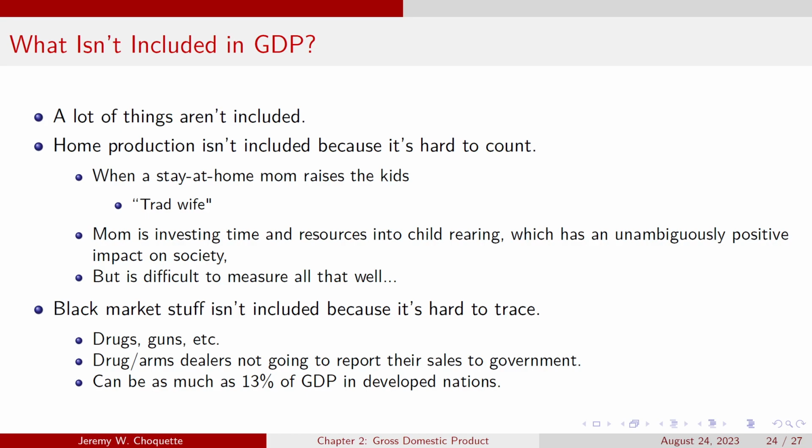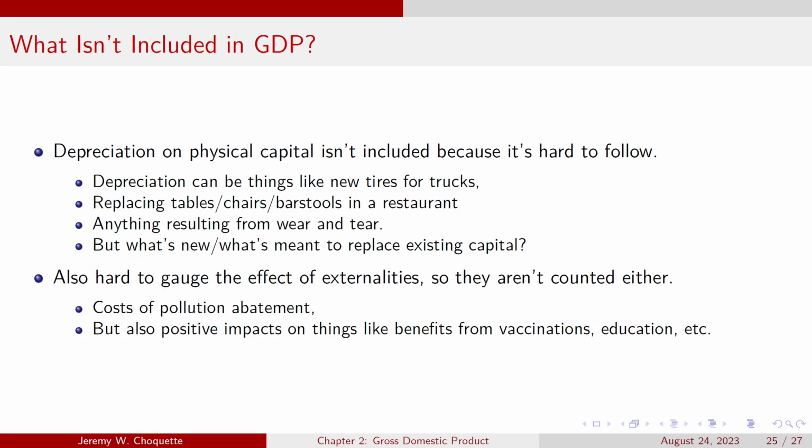Arms dealers, same thing, right? If you're selling guns illegally, that's pretty bad. That's guaranteed significant jail time. They're not going to go and rat themselves out. So we have to try to estimate what these impacts could be. In developed nations, it can be about as much as 13% of GDP. In developing nations, it can be as high as almost 40% of GDP. So these are non-trivial impacts on GDP that unfortunately aren't being measured.